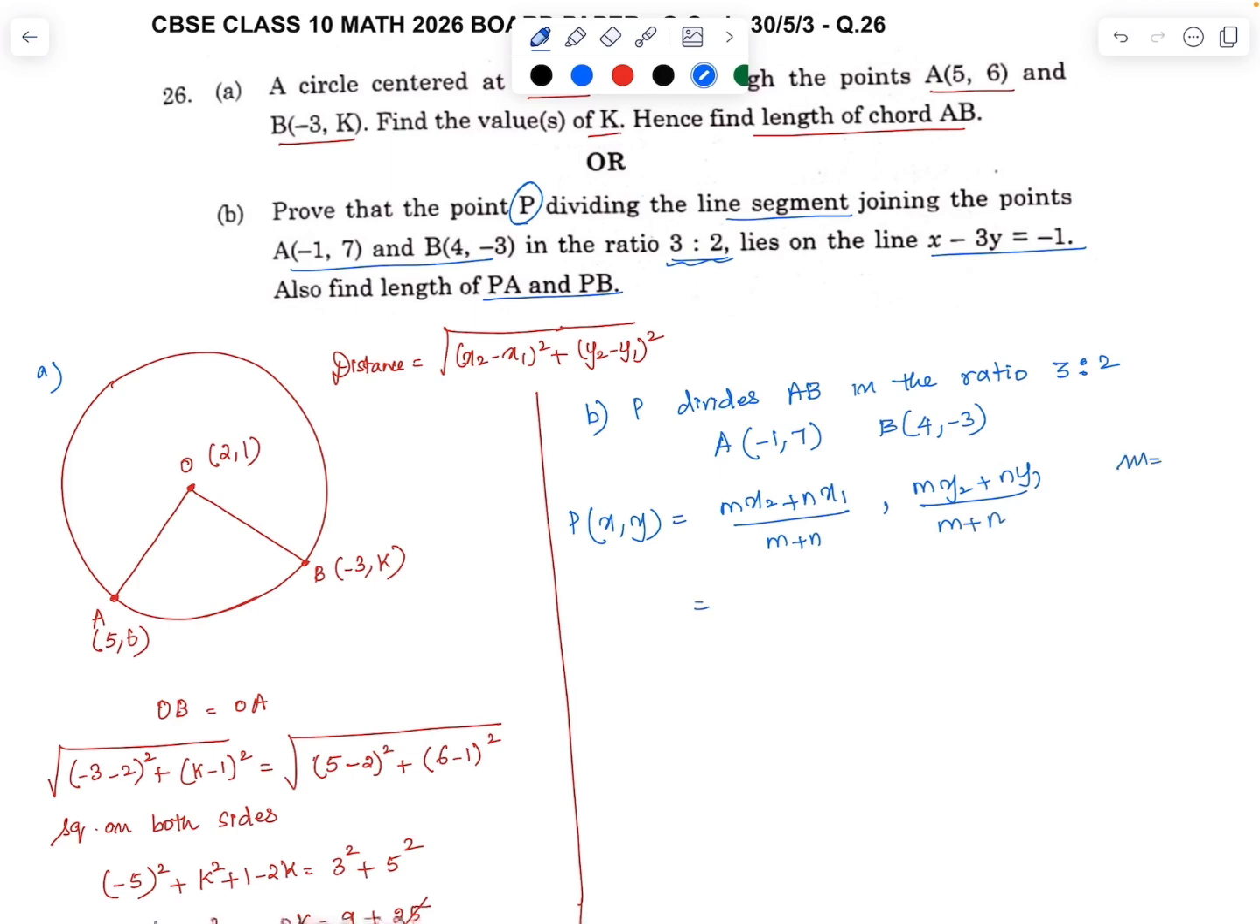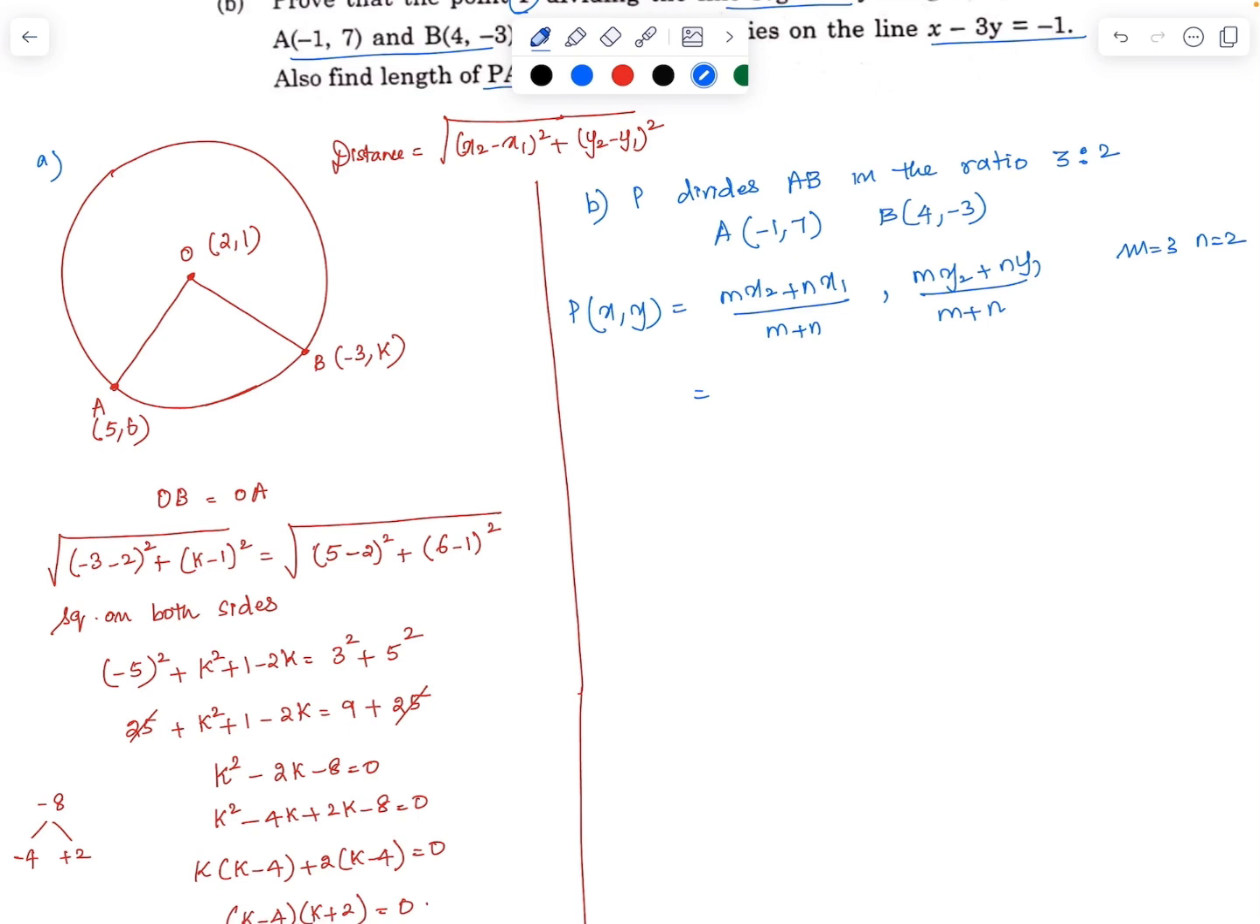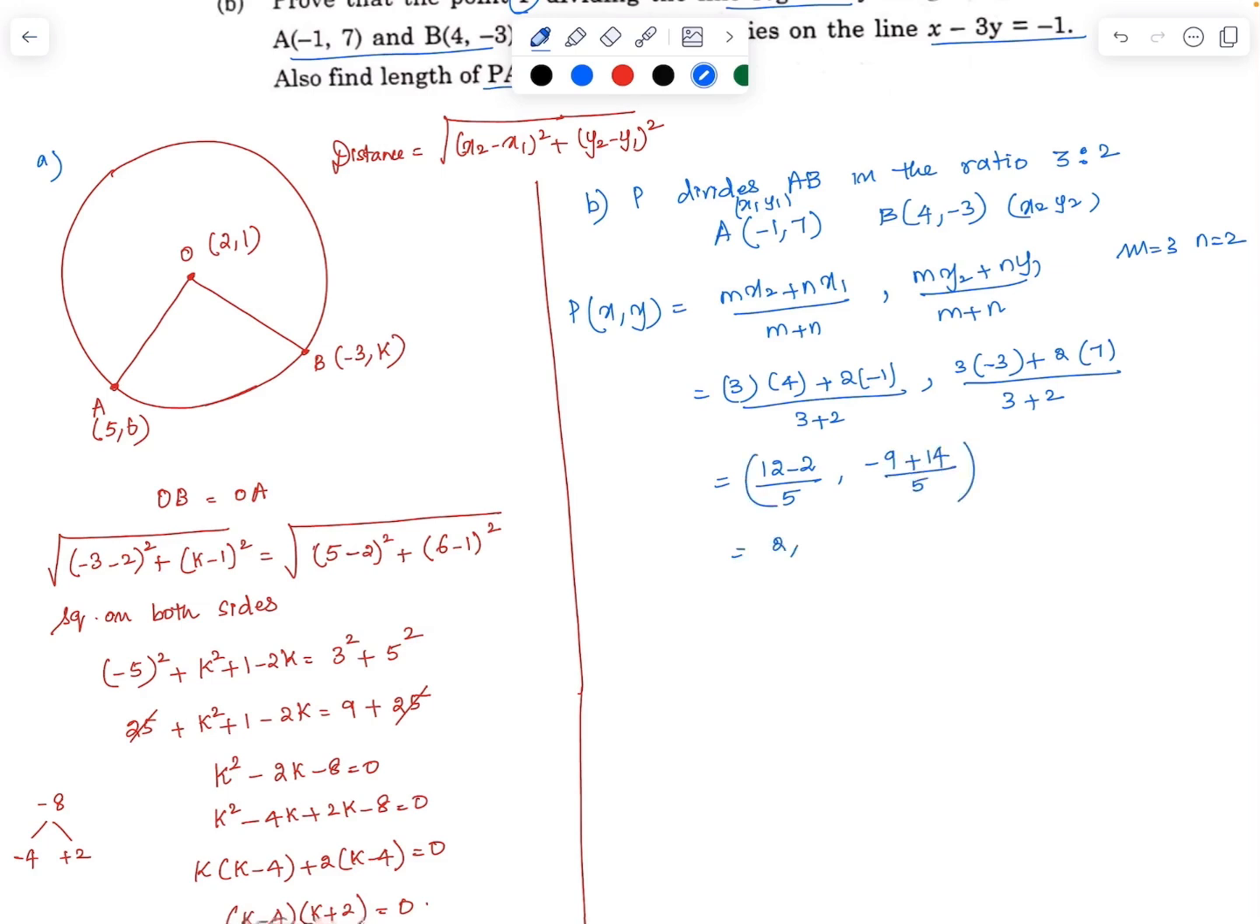Where m is 3 and n is 2. Let's consider B as x2, y2 and the coordinates of A as x1, y1. Substituting these values, we get (3 times 4 plus 2 times -1) upon (3 plus 2), comma (3 times -3 plus 2 times 7) upon (3 plus 2), which is (12 minus 2) upon 5, comma (-9 plus 14) upon 5, which is (2, 1).